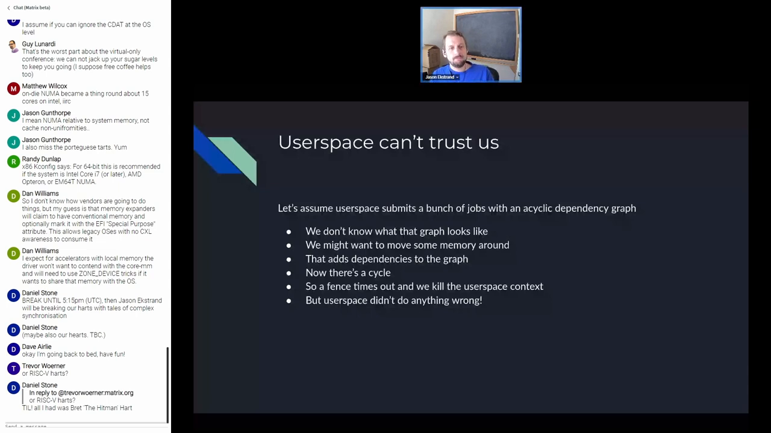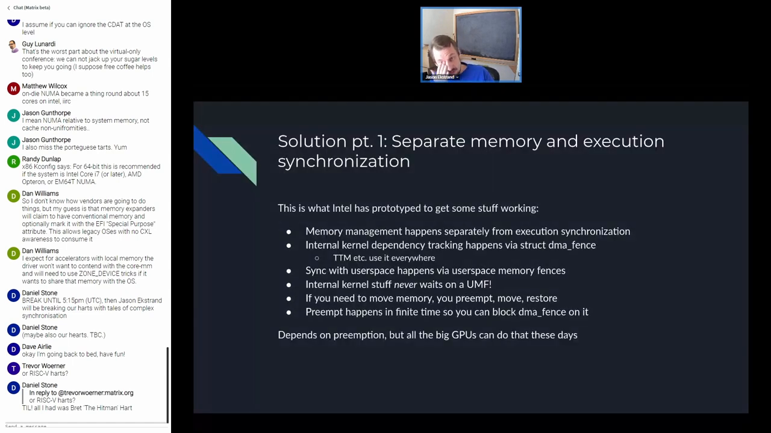How do we break this? The best solution that anybody has come up with so far is to separate memory and execution synchronization. So basically, you keep doing memory management with all the DMA fence stuff we have today. Kernel does dependency tracking with DMA fence. We use TTM, all of those useful things. It doesn't look that different. What looks different is that any sort of execution synchronization, so user space to user space, happens via user space fences. And the important thing is the kernel never waits on a user space fence.